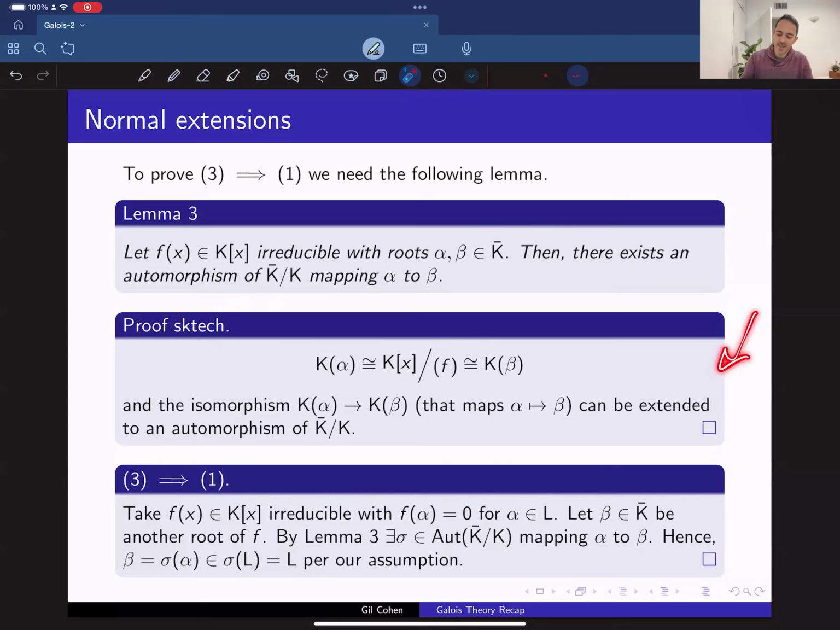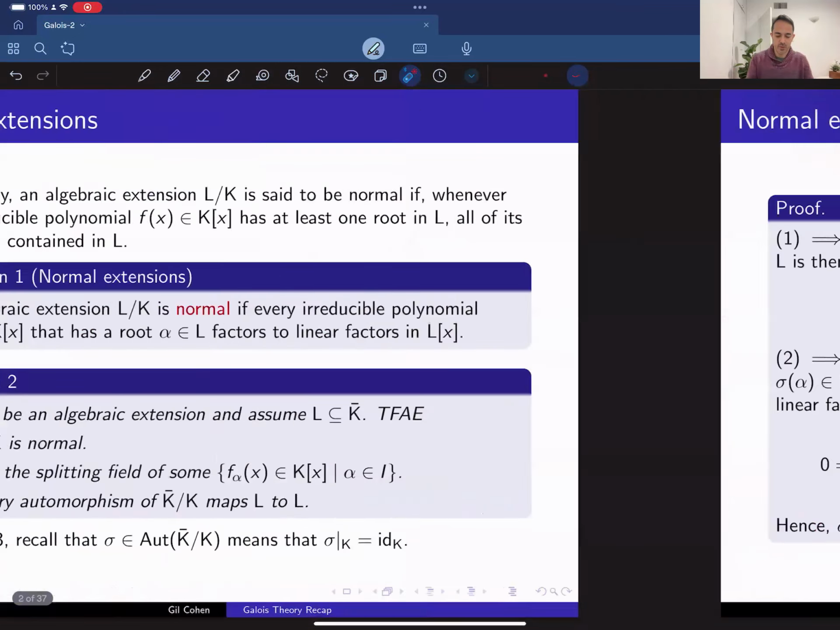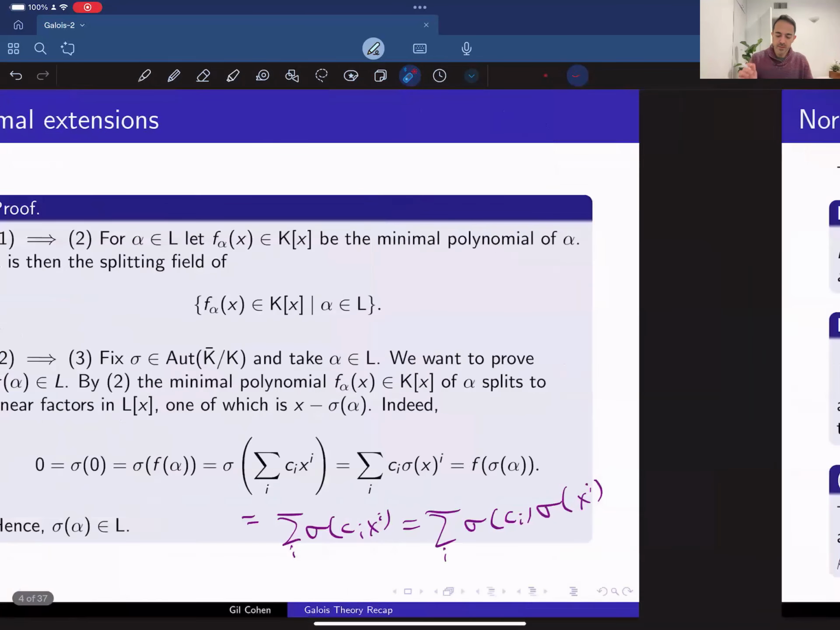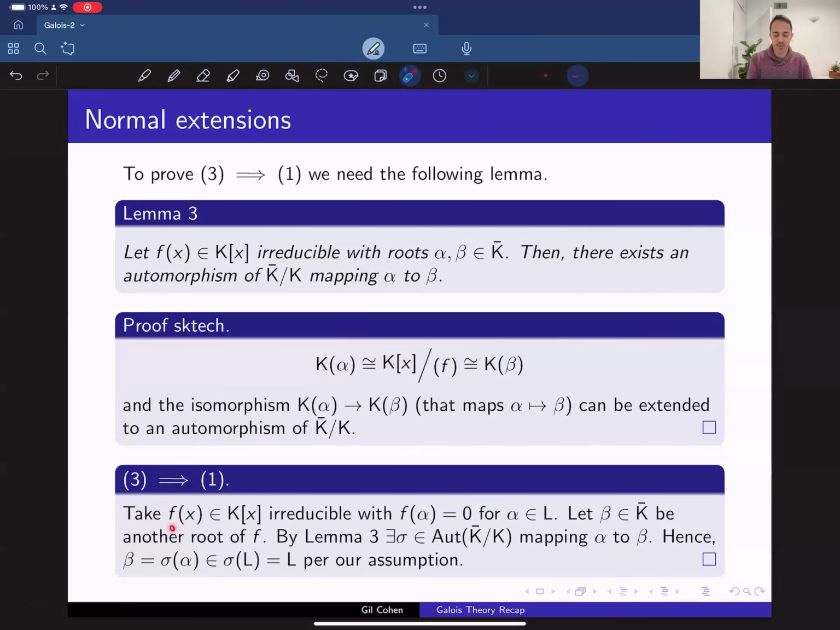But having done that, we are essentially done because we want to prove 3 implies 1. So we assume that every automorphism maps L to L, and we want to show that L over K is normal. So to show that L over K is normal, I'm taking an irreducible polynomial over K, which has at least one root in L. So f of alpha is 0 for some alpha in L. And I want to show that all other roots of this polynomial are also in L.